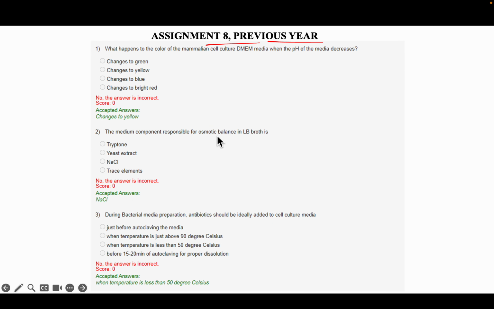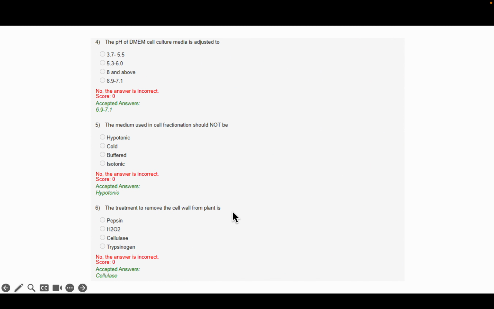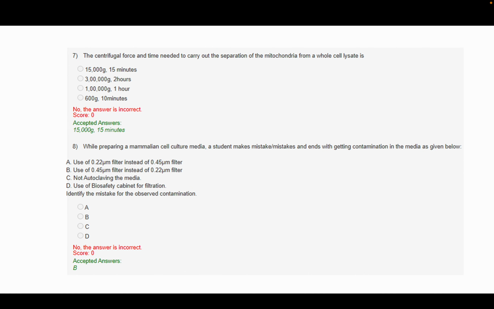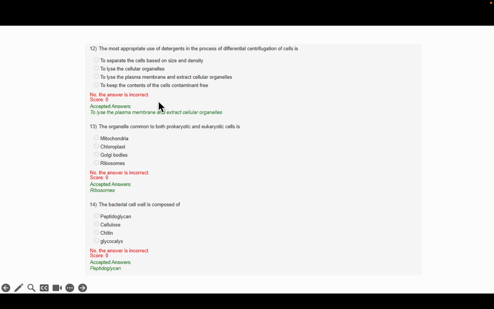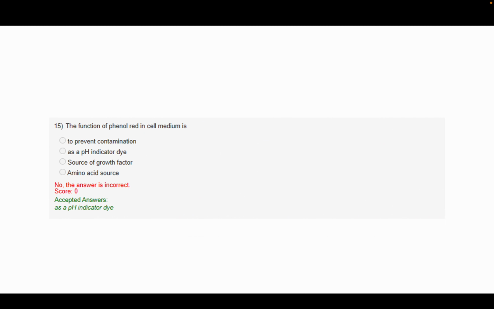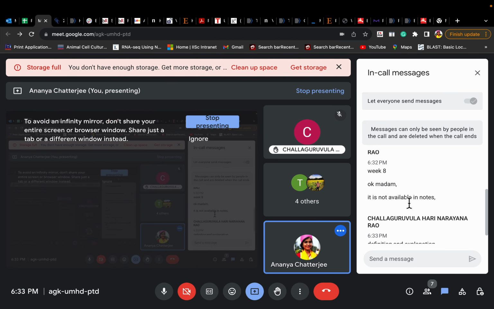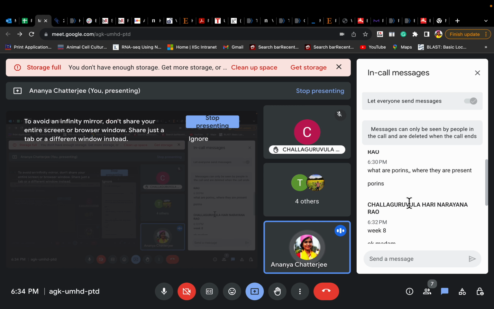Look, whatever media we are now discussing, they have asked direct questions from that. So you have to understand for which cultivation you use those. You have to remember a little bit. So the specific question, can you tell, is where are porins present? Is there any option of cell wall or cell membrane? Then it will be cell membrane.